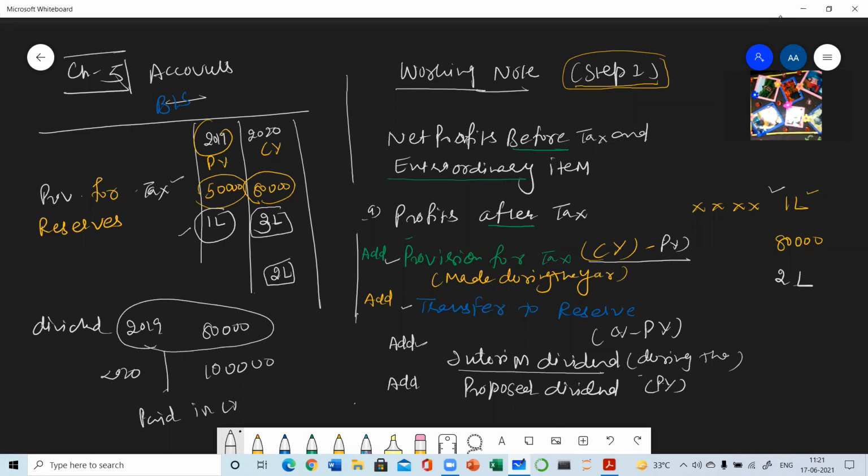Clear? Always previous year. So 4 things I told you, and this is a very important part of the question. If it is wrong, then the whole question will become wrong, because your main question will start from the answer of this part. And this part you are going to do in the working note.